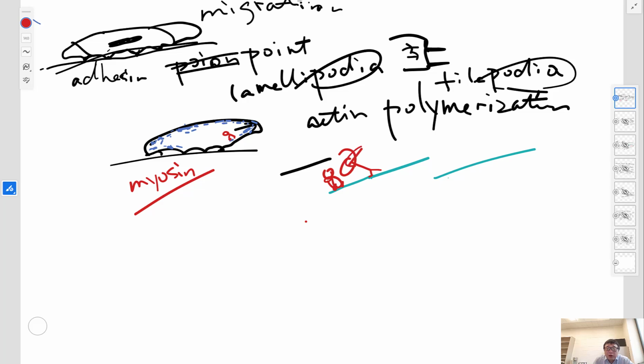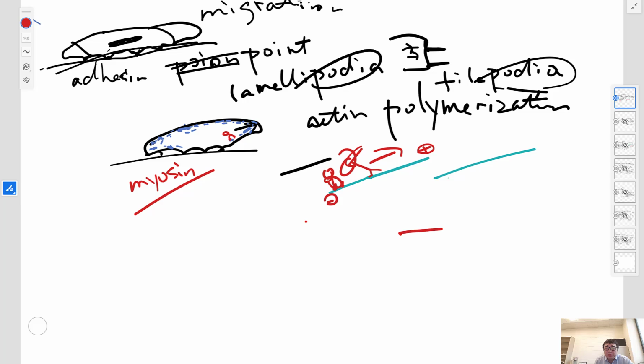It can carry cargo along the actin fiber, which also has a minus side and a plus side. It carries cargo from the minus side to the plus side, like the dynein or the kinesin. Again, kinesin carries cargo from the minus side to the plus side, and dynein carries cargo from the plus side to the minus side. And myosin carries cargo from the minus side to the plus side. And then this myosin can go forward carrying cargo.